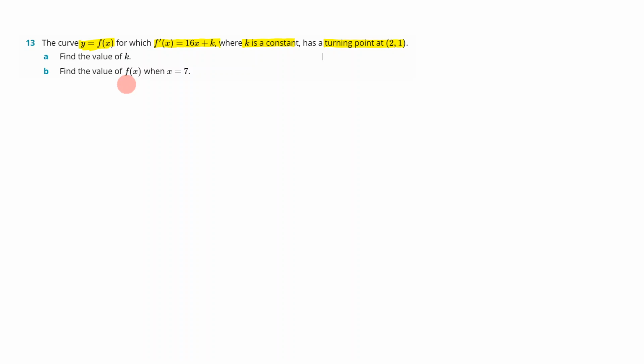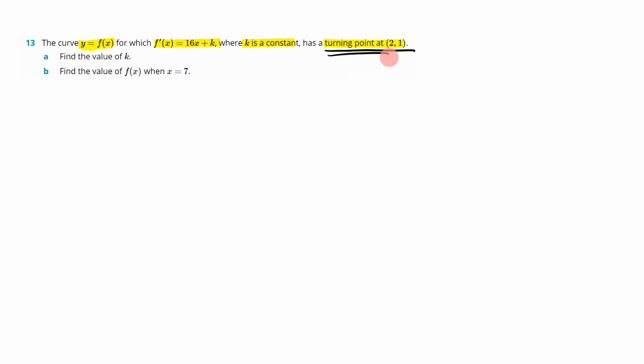All right, so the first thing I need to do, and this question very much follows on from question 12, just the thinking of it and everything like that. So have a look at question 12 if you haven't done that one yet, before you look here. So they've told me that I have a turning point, okay?